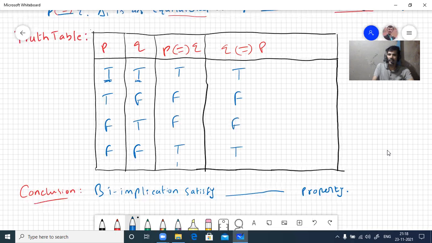If you observe the truth values, they are identical. If they are identical, they are equivalent statements. Therefore p bi-implies q is equivalent to q bi-implies p. Therefore, our conclusion is that biimplication satisfies the commutative property.